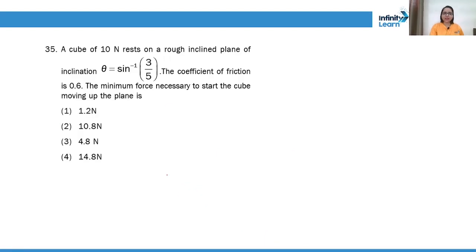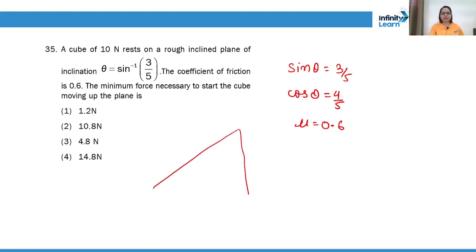Question number 35. A cube of 10 Newton rests on a rough inclined plane of inclination theta equal to sine inverse 3 by 5. So if sine theta is 3 by 5, then cos theta will be 4 by 5. The coefficient of friction is 0.6. The minimum force necessary to start the cube moving up the plane is?